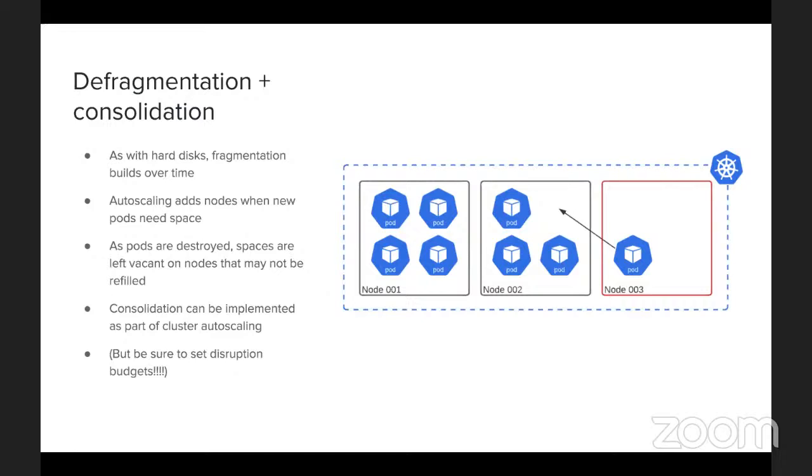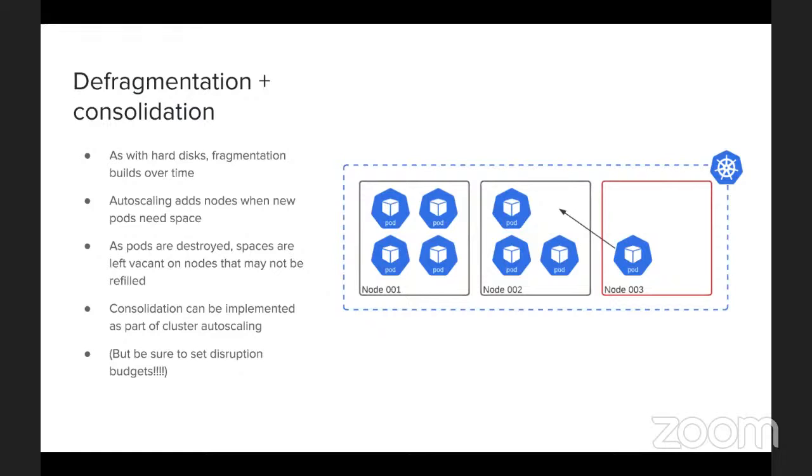Auto scaling is used in a lot of Kubernetes setups. A new pod comes in, it doesn't have room on any of the existing servers. The autoscaler adds another server. And over time, pods reshuffle, they're deleted, and these holes start to form in your nodes that may not ever be filled. And you have a fragmented cluster that's under optimized.